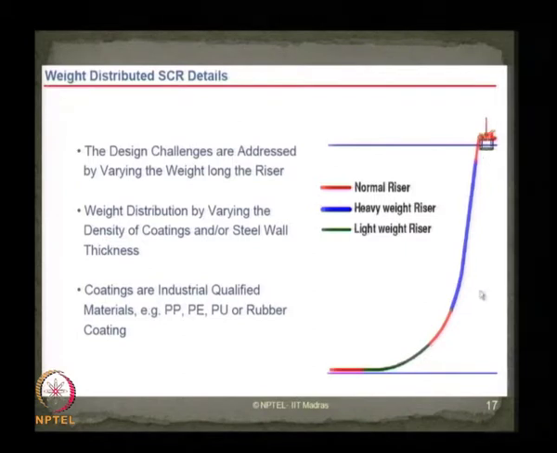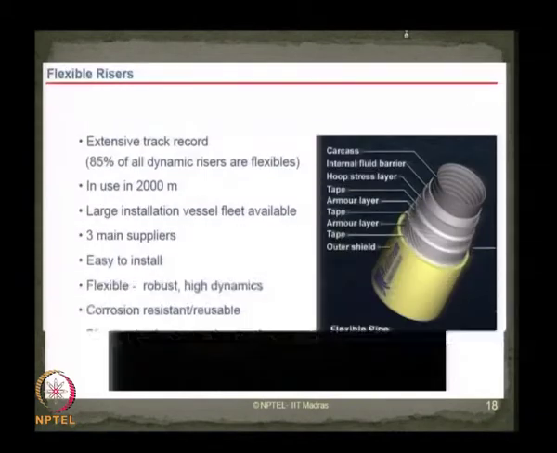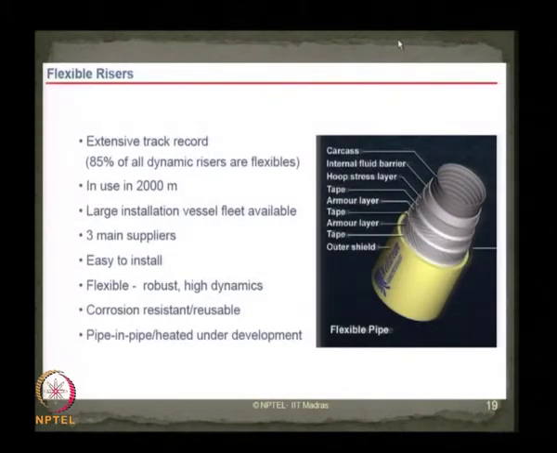These kind of risers, when weight is distributed along the length of the riser, are able to overcome a few design challenges as we mentioned in the last slide. The weight distributed steel catenary riser details are generally used in different kinds of platforms. There is something alternative to SCRs which is currently available in the market, which is called flexible risers. Why we are discussing these kind of risers is that when I talk about design and planning of installation of offshore structures, I must know one of the most important challenges: what are the different kinds of riser material available in the market and what is their adaptability to use them in deep water systems.